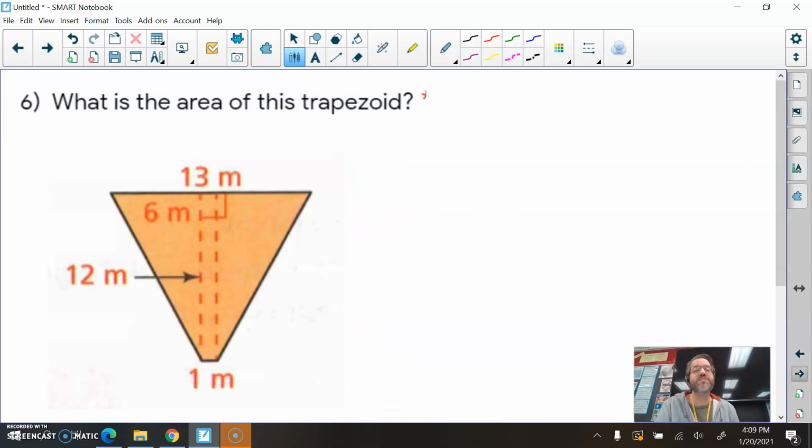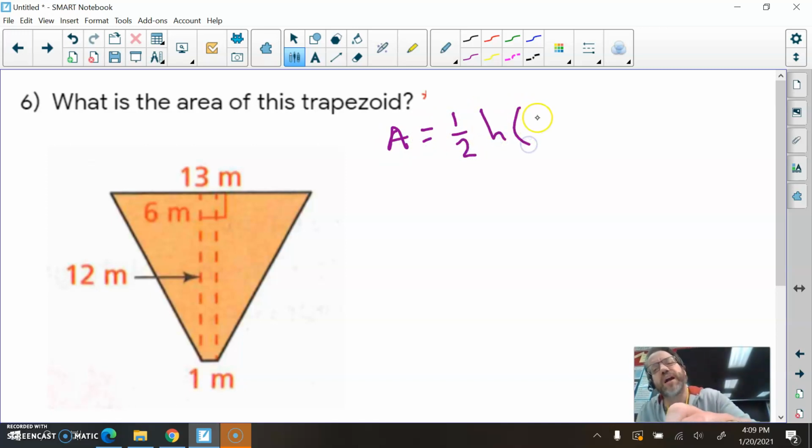All right, number 6, what is the area of this trapezoid? When you first looked at this image, you might have thought it was a triangle, but notice it's been cut off here on the bottom. So trapezoids, we use this formula to find the area. Area equals 1/2 times the height times the sum of the bases, base 1 plus base 2. It's just like the formula for area of a triangle, except you're adding the bases together.